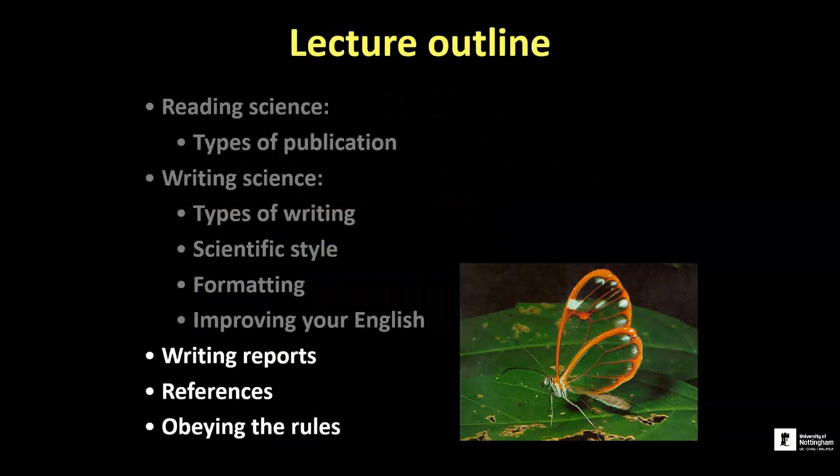So, just to put this in context, so far I've talked to you about the different types of science that you might read, the different types of science we might ask you to write, and then some hints and tips about how to get the right style, how to format your writing, and how to improve your English. Now we're going to move on to looking at how to write and structure written reports, particularly project write-ups and practical reports that you'll have to do during your time with us.